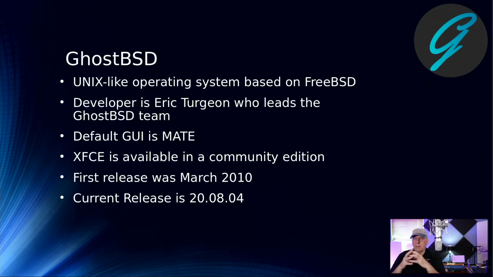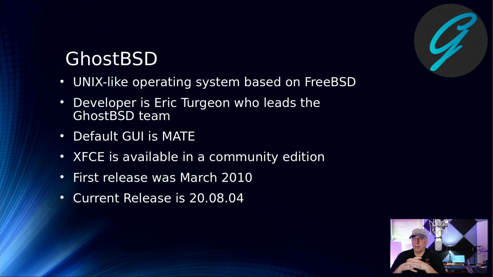So GhostBSD is a Unix-like operating system that is based on FreeBSD. I did notice that on the Wikipedia page for GhostBSD it mentioned TrueOS as the base, but I can't find anything that corroborates that on the GhostBSD site. They talk about using FreeBSD for the baseline for this system. So I think the Wikipedia article is probably just wrong, unless you guys know differently, and if you do, let me know in the comments below. Maybe they're moving to it.